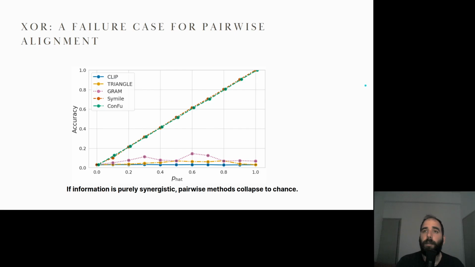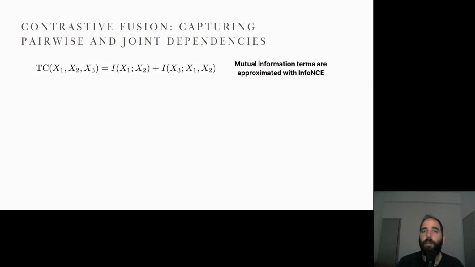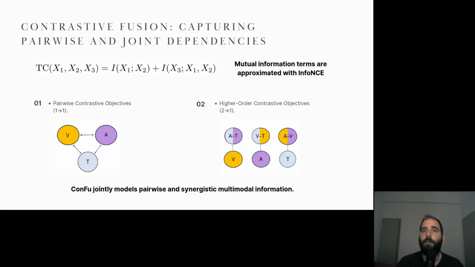The key idea behind ConFu is to jointly model traditional pairwise dependencies and higher-order multimodal dependencies. We formulate this using a decomposition of total correlation where mutual information terms are approximated using InfoNCE objectives. ConFu therefore supports both standard 1-to-1 alignment and higher-order 2-to-1 alignment objectives.